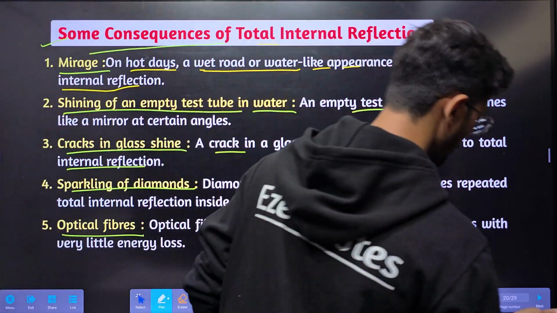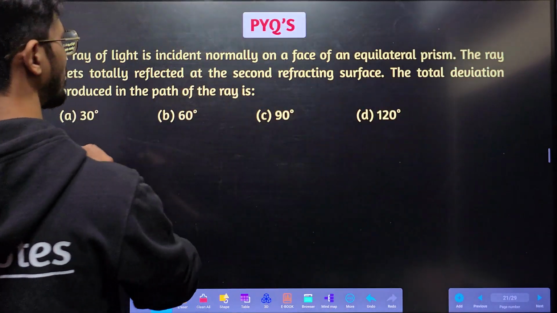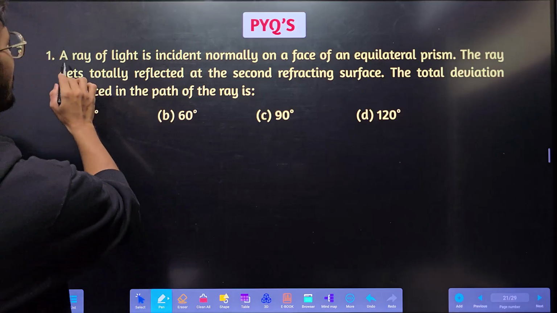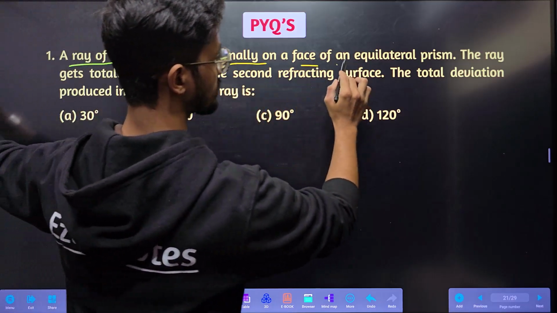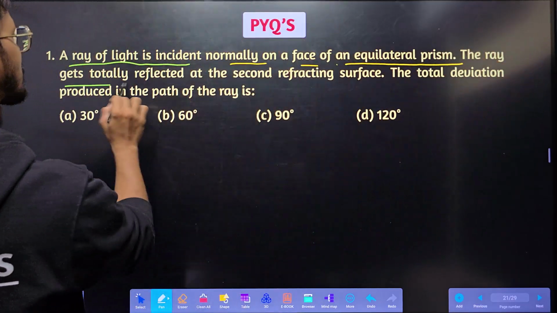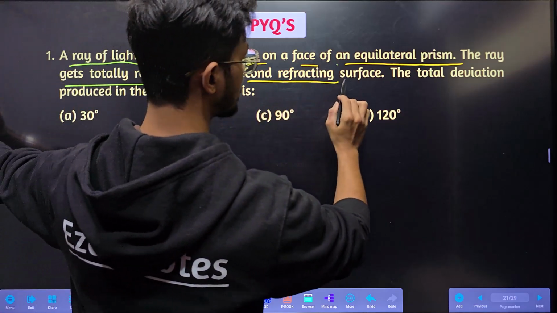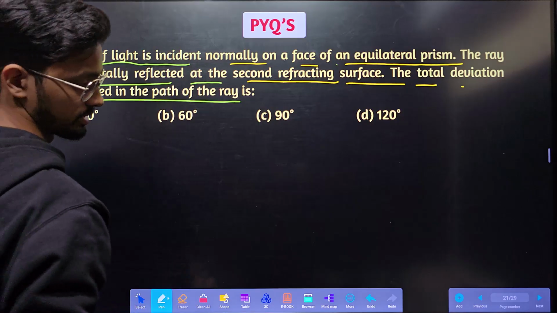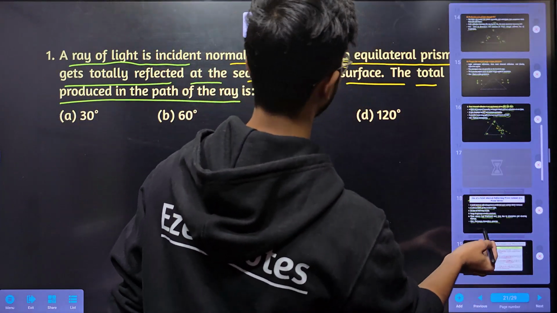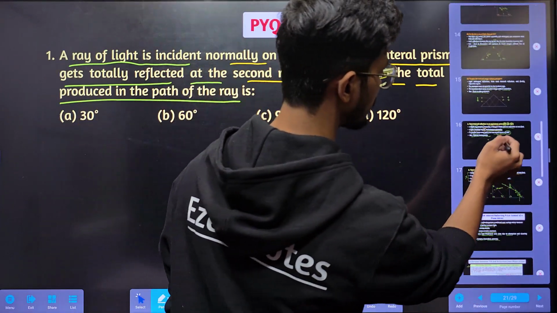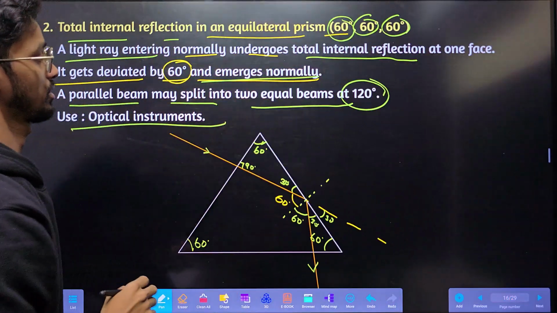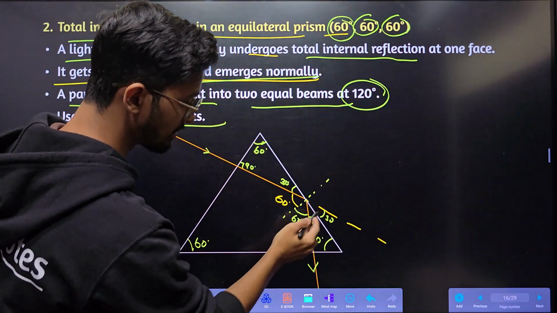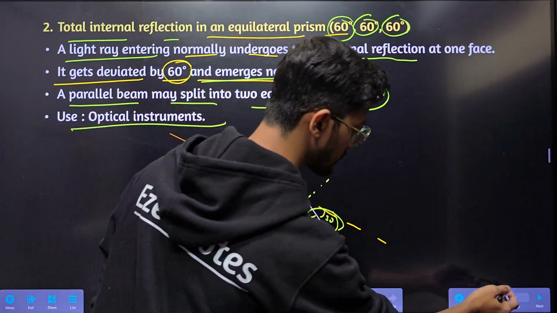Next, first question. A ray of light is incident normally on one face of an equilateral prism. The ray gets totally reflected at the second refracting surface. The total deviation produced in the path of the ray is, see, it is normally incident, right? By how much angle is it deviated? 30 plus 30, 60.